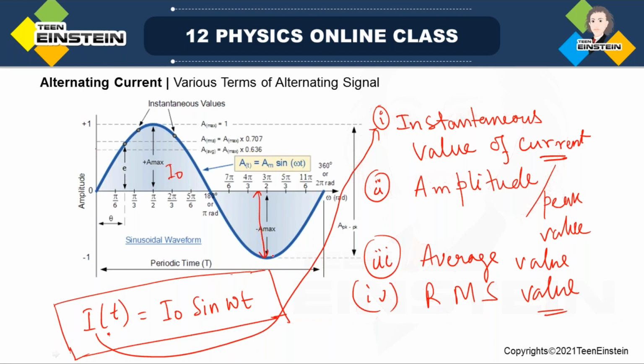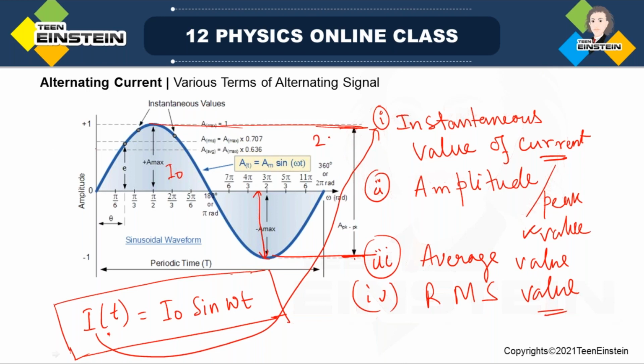Okay, sometimes it is called peak value also, amplitude or peak value. Sometimes we will be using a phrase peak to peak. Peak to peak means from here to here. You look, this is the peak to peak value. This is the negative peak here, and here the positive peak. So this value is called the peak to peak value.